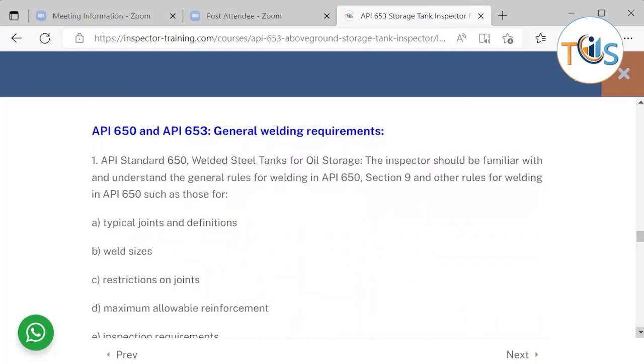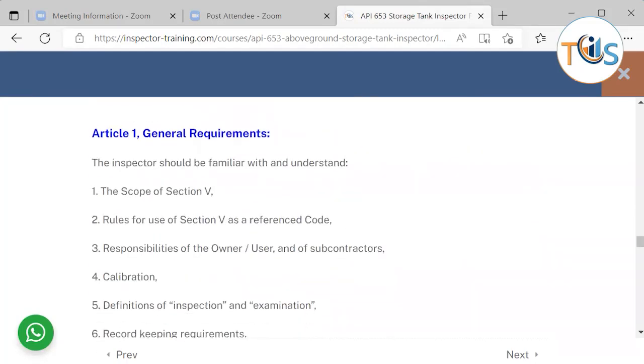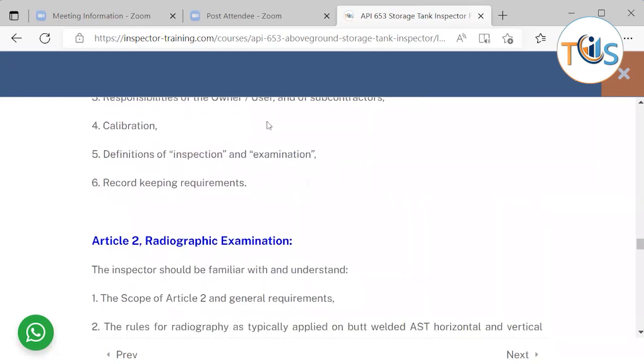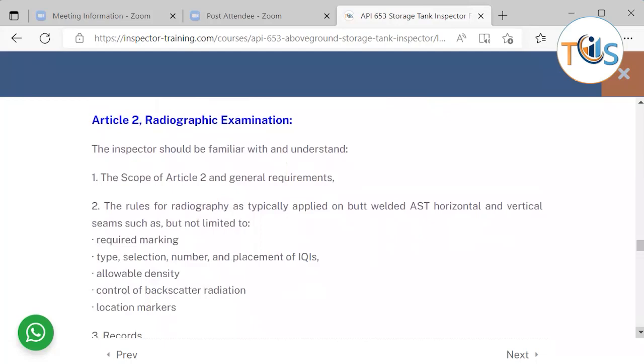General welding requirements according to API 650, 653. Non-destructive examination as per section 5, and it includes general requirements, the scope, responsibility, calibration, record keeping requirements. We have explained the definition of inspection and examination multiple times. Radiographic examination, you should be able to look at the report, and you should be able to understand the minimum requirements that should go in a radiographic report, and the procedure.